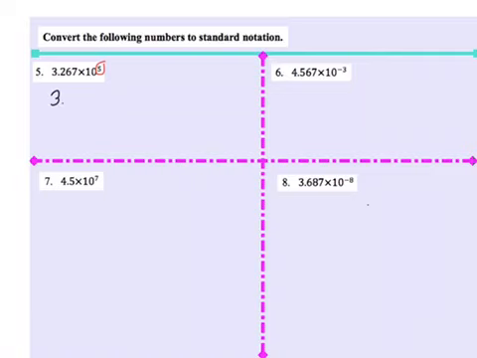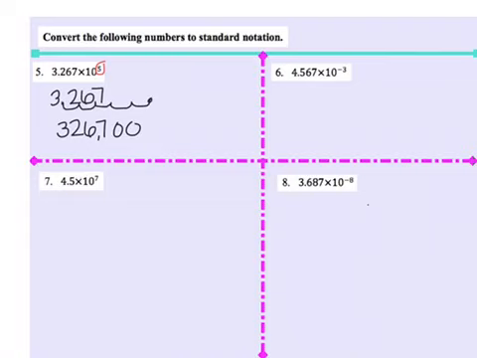So here's what I'm starting with, 3.267. I need to move the decimal point 5 in the positive direction. So I'm going to go 1, 2, 3, 4, 5. It's going to be right there. So I need a placeholder here. The placeholder that we use that won't change the number is zeros. So we want to add zeros to those places that are missing. Our times 10 disappears then, and we are in standard notation.